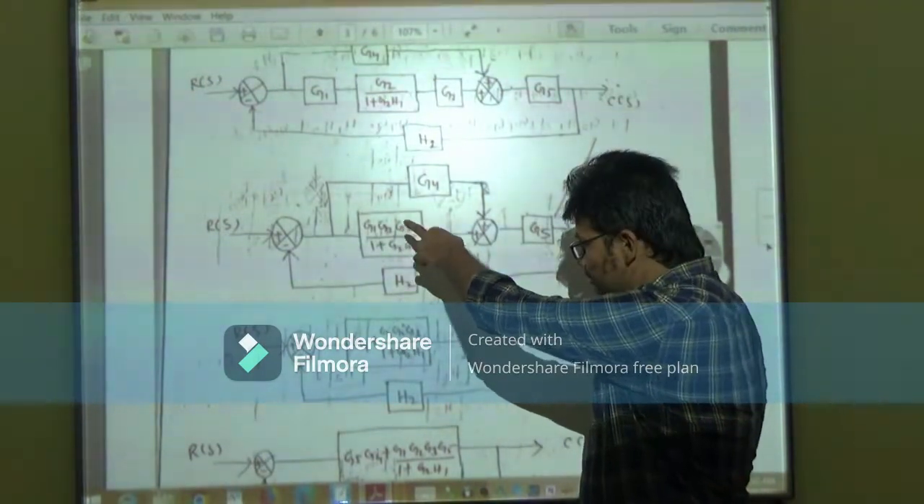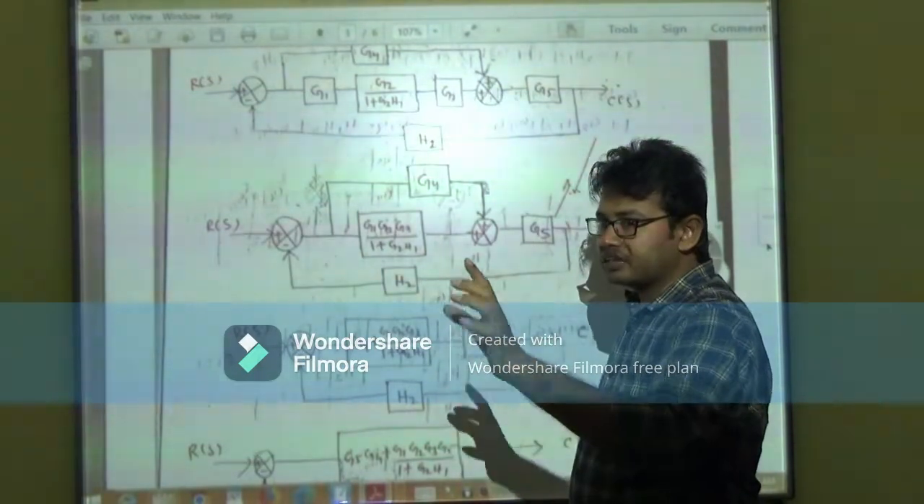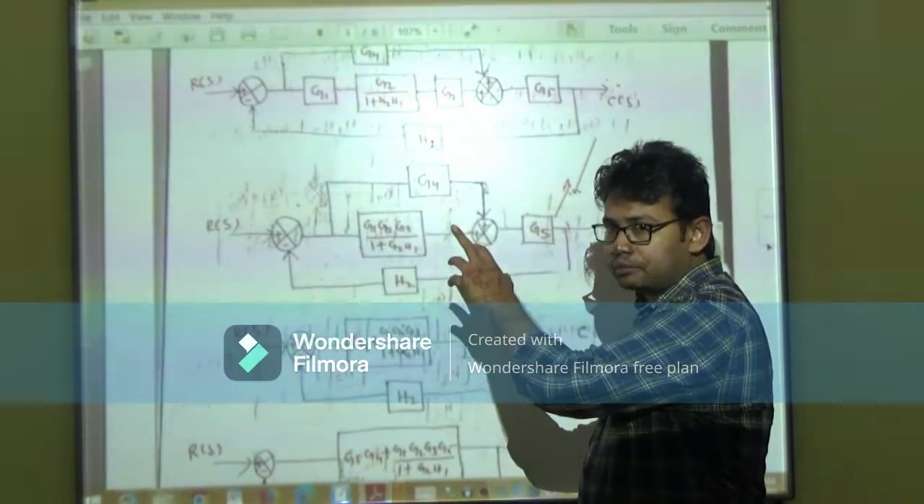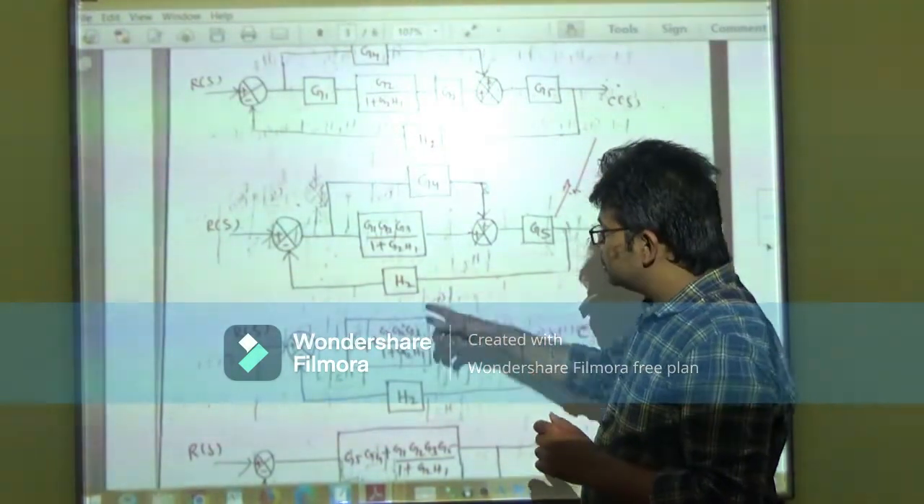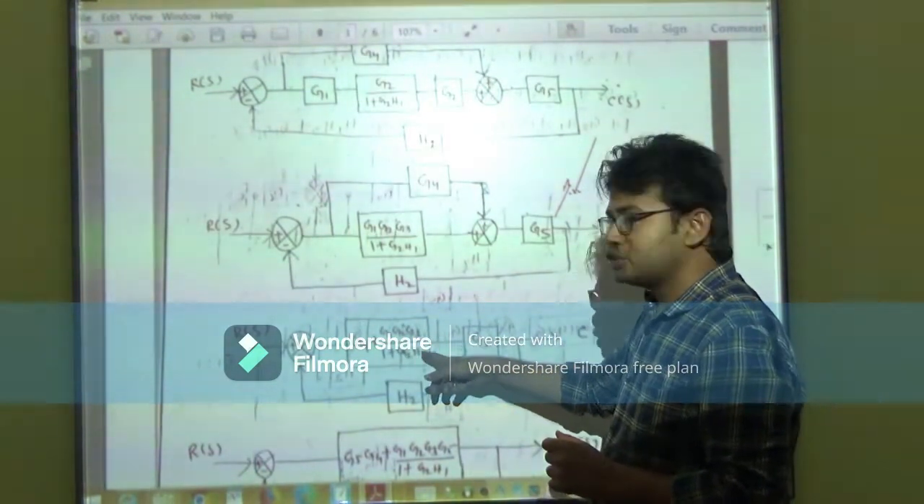Okay, so this is the parallel block. Parallel reduction gives a positive sign, plus, whereas cascade reduction gives multiplication. So we have G4 plus G1 G2 G3 divided by 1 plus G2 H1.